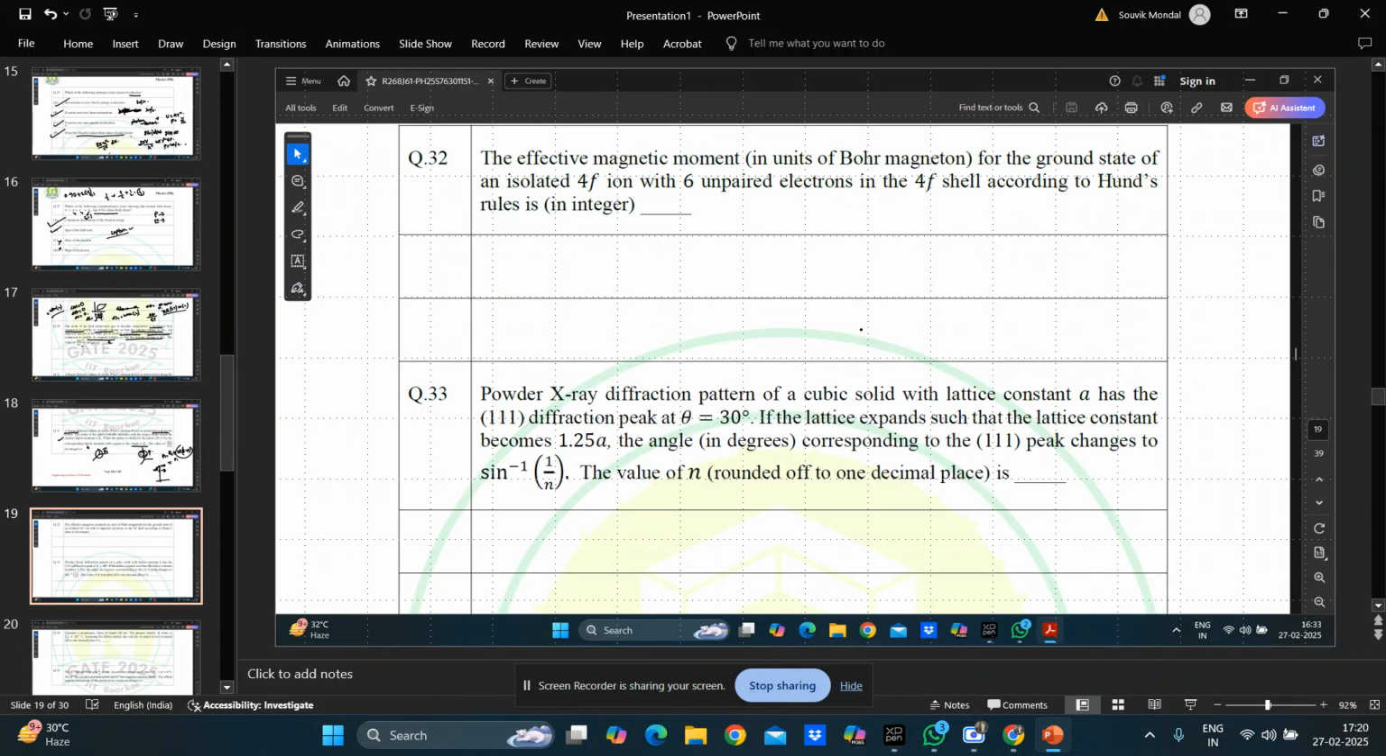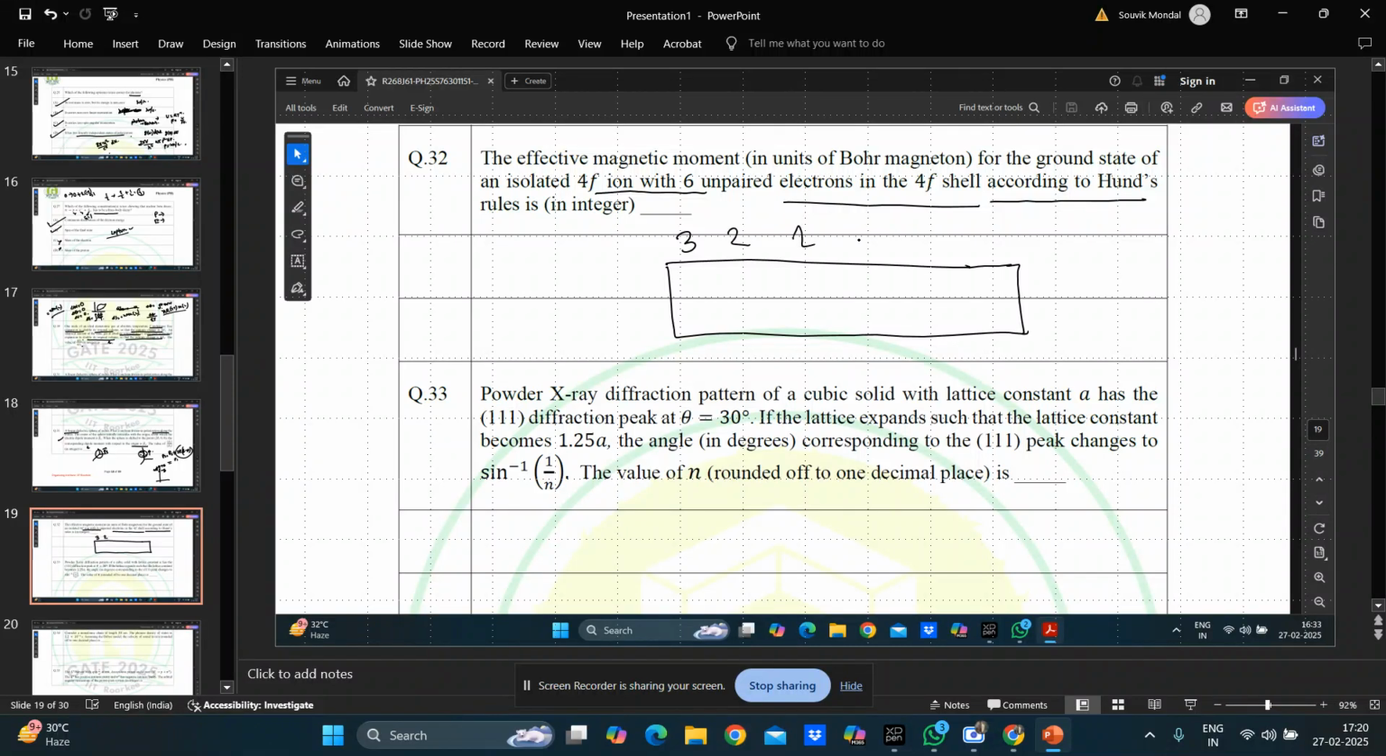Okay, so the next one: the effective magnetic moment in Bohr magneton for the ground state of a 4f ion with 6 unpaired electrons. You have to fill the 4f shell, the ground state, with Hund's rule. Basically, many teachers use many techniques to form the ground state. I learned something from my teacher, so this is my technique actually. So 4f means L is equal to 3. So the ml values are from minus 3 to 3. So these are the possibilities.